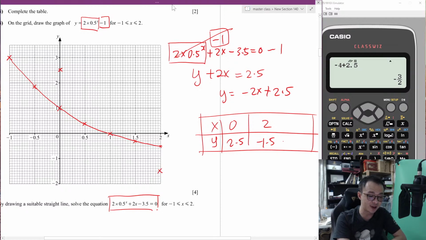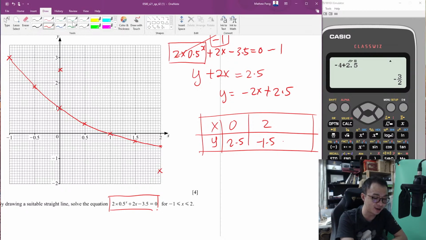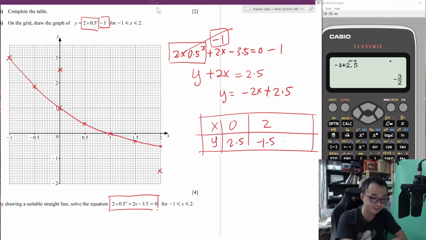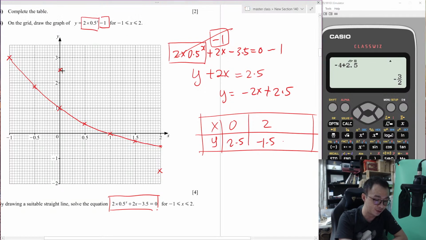Alright, then I will just connect them. Maybe I use another color so as not to confuse you here. And then we'll use the straight line function here. Of course in the exam we draw nicely. And then I will find this intersection point. This intersection point will be my solution.